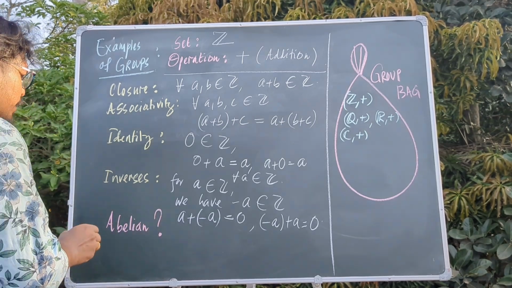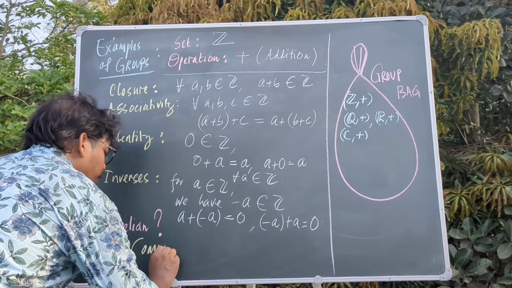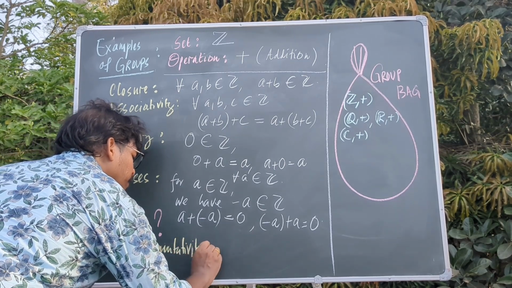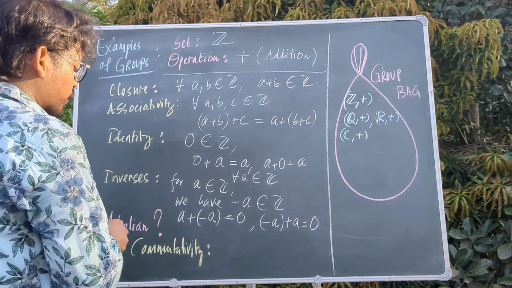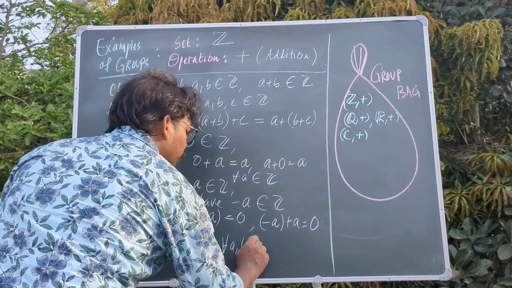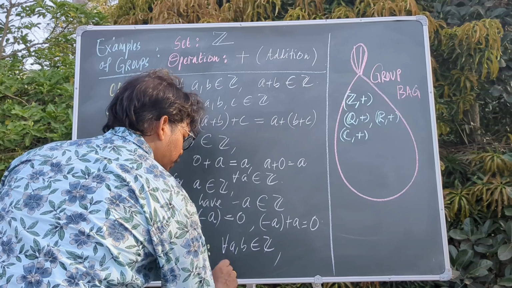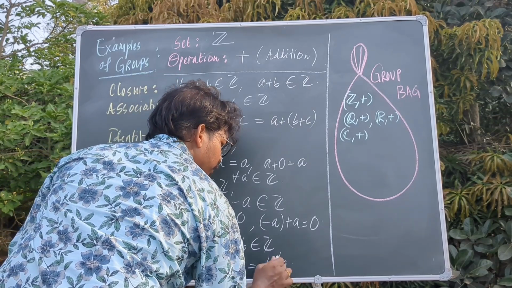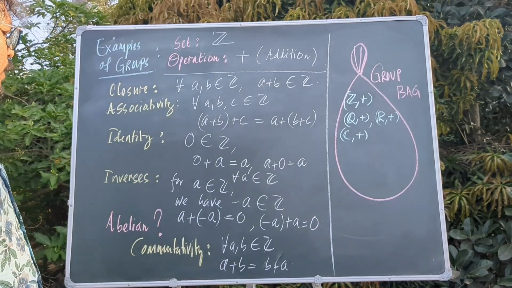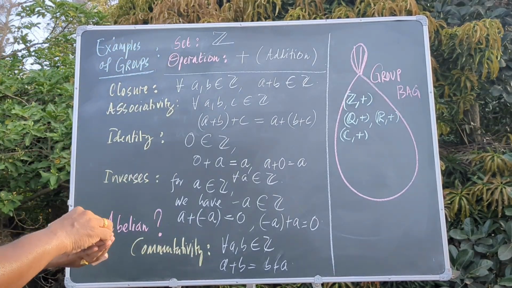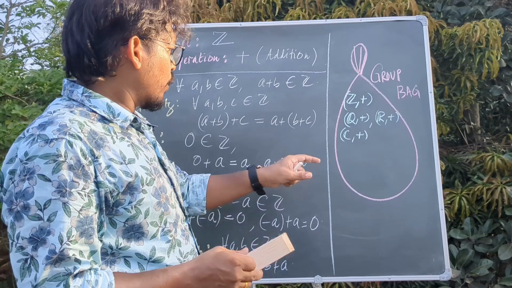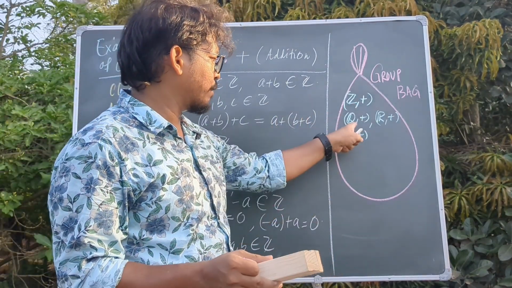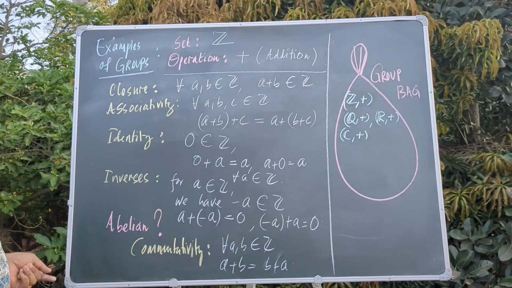we'll check the commutative property, commutativity. For any two integers, for all A, B in the set of integers, A plus B is the same as B plus A. It does not matter in which way you are adding. So commutativity also holds, and these are abelian groups. All these four groups are abelian groups, and commutativity will hold in every one. So let me erase this example.